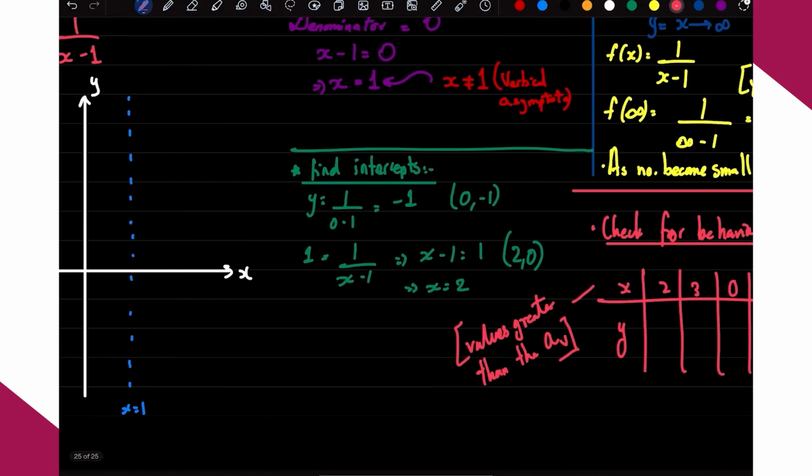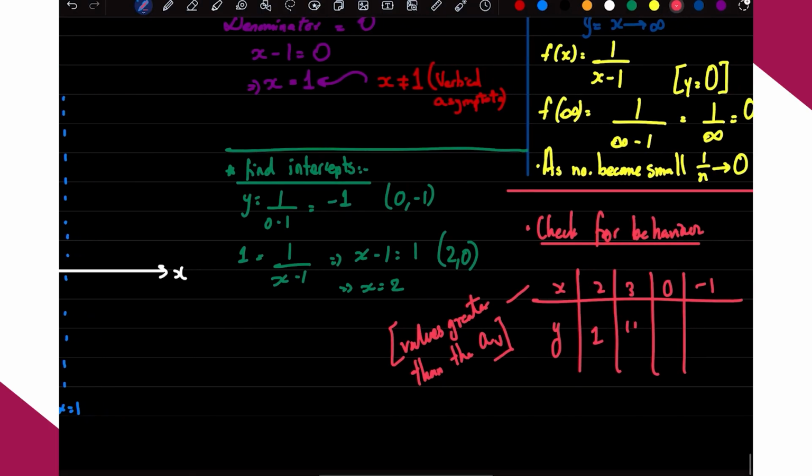I'm quickly taking my calculator and calculating 1 over 1 minus x. The first value of x is 2, which gives me a value of 1. The next value is 3, which gives me a value of half. So it's decreasing, as we can see. Then for 0, we get negative 1. And then we go to negative 1, which gives negative half. So the value is technically increasing.